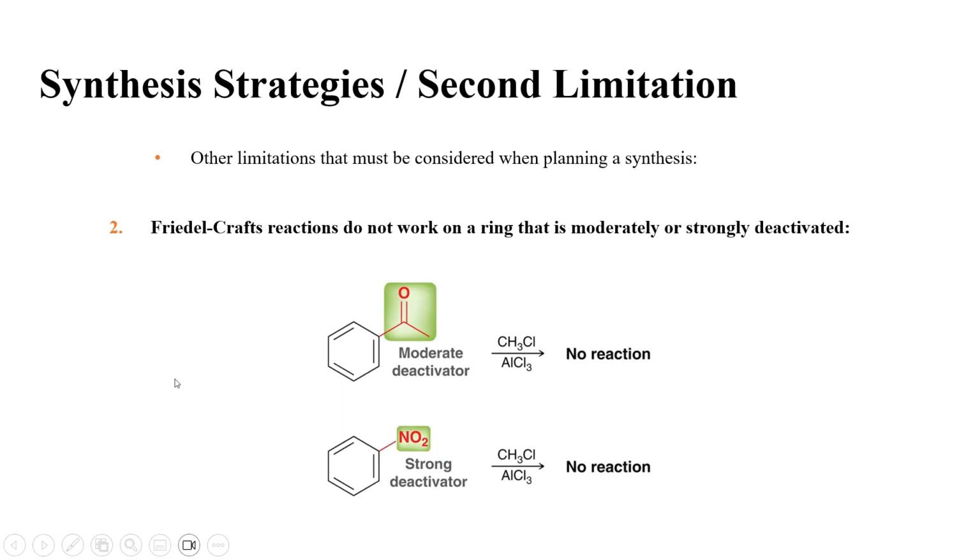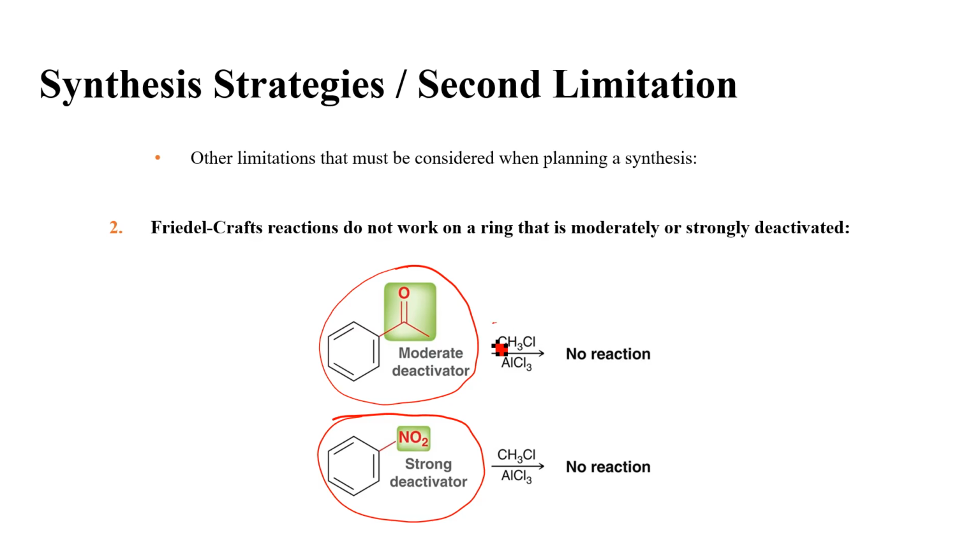That's just one limitation: you can't do a nitration on something that already has an amino group on it, okay? The other limitation to synthesis is you can't do a Friedel-Crafts reaction, like an acylation or an alkylation, on benzenes that already have deactivators on them, moderate or strong. If you have a weak deactivator like the halogens, it's fine. But if you have a strong or moderate deactivator on your ring already, you can't do a Friedel-Crafts alkylation or acylation. It's just not going to work. No reaction. Okay? So that's just another limitation you need to worry about.